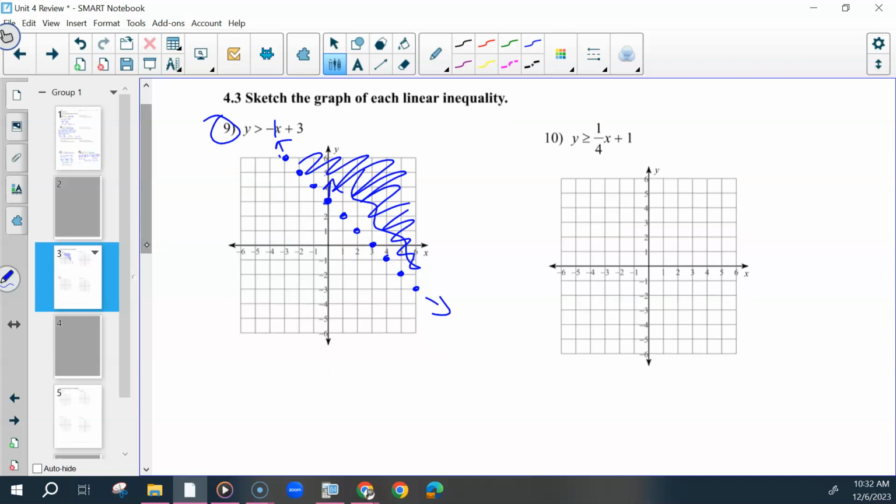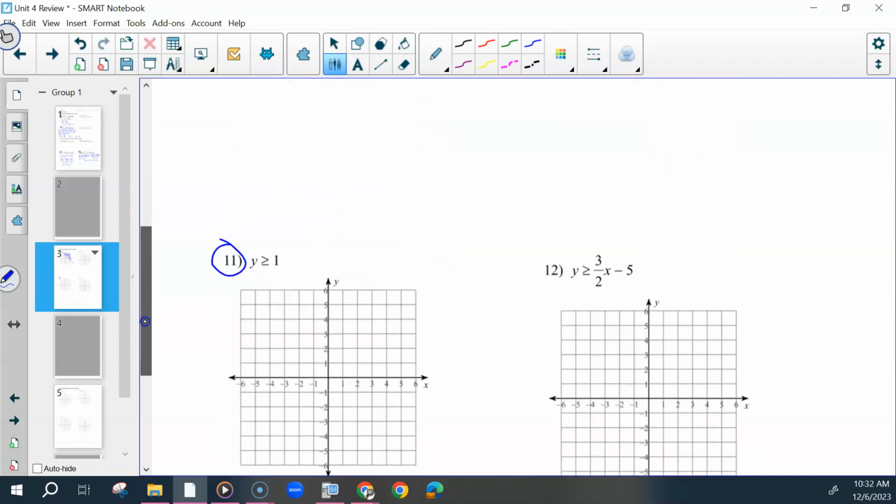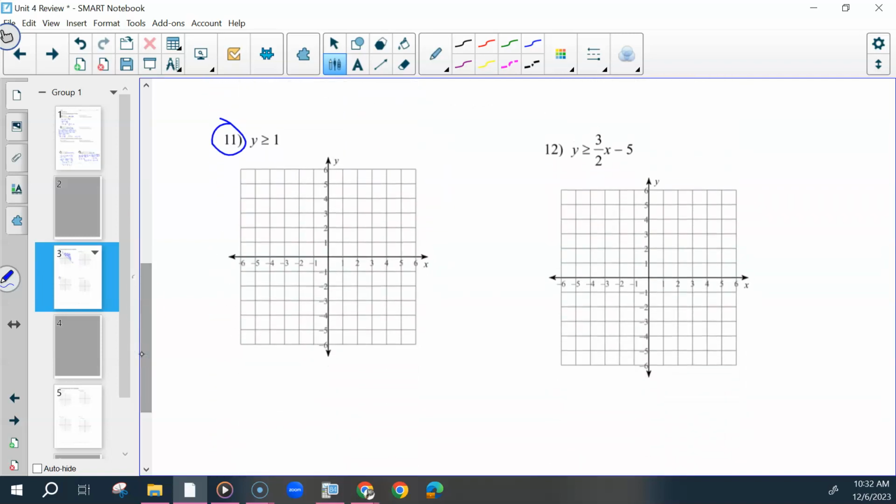Wilbur, did you do this one already? For 11, this is just a y value, so you have to remember your Hoybucks. Stop talking.